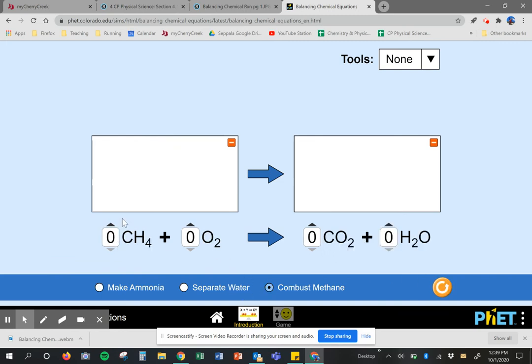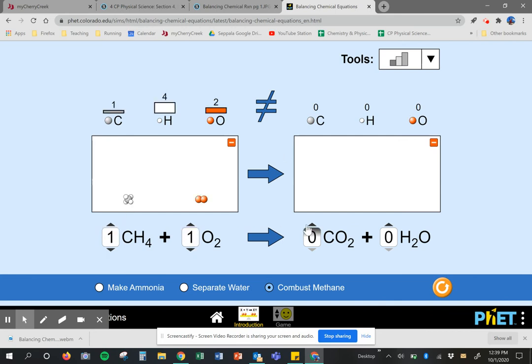Combusting methane. Methane plus oxygen to burn it gives you carbon dioxide gas and water. Unfortunately, this happens in power plants. And this carbon dioxide gas is a greenhouse gas. And we need less greenhouse gases in our environment, not more. Step 1, make all of these 1.